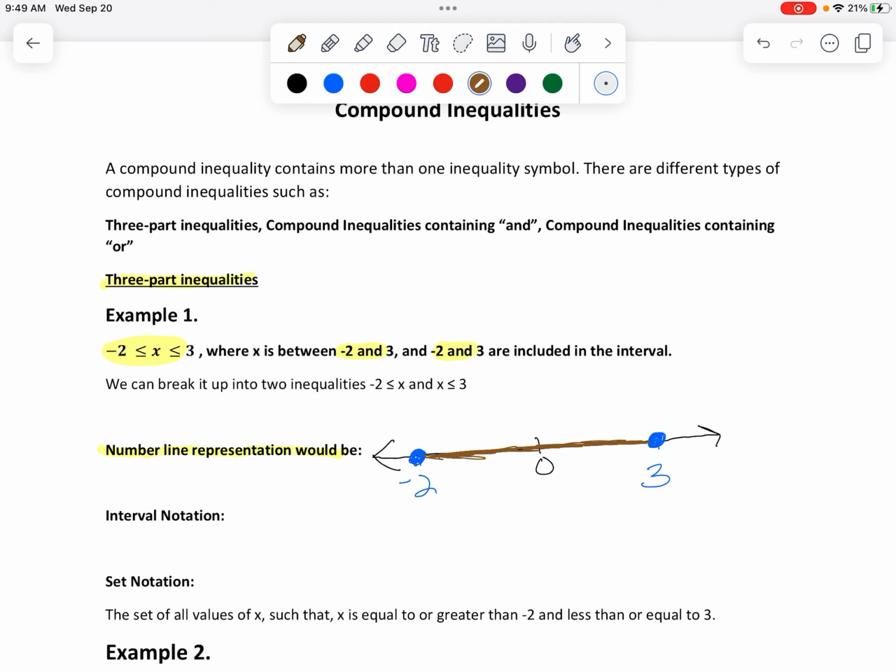Now we're going to move on to interval notation, and we talked about that in the previous video. So it's left bound, far left bound would be -2, and because that circle is closed, it would be brackets. Far right bound, how far right does it go? It goes to 3, and that's also brackets because it's closed.